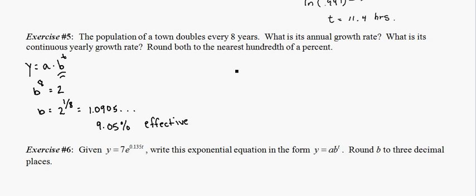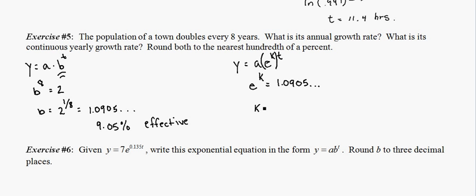Now, with the continuous form, what we have is y equals a e to the kt. And remember, the way to look at this is that what we've really got is exactly the same model. It's just that b is equal to e to the k, where k is that continuous growth rate. So what I really have is that e to the k is 1.0905. I think I'd want to be pretty accurate here. If I really needed to, I could just put in 2 to the 1/8 over here.